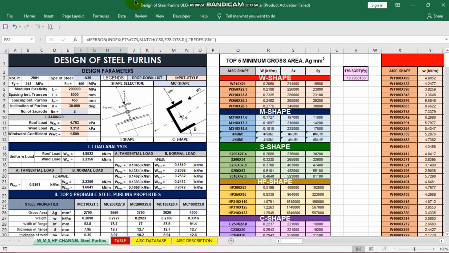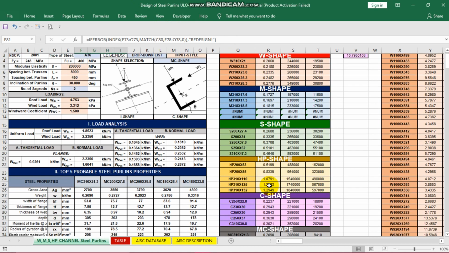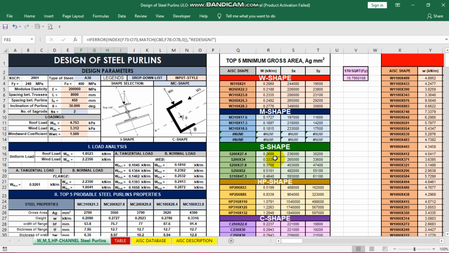Today, sir, I will explain how I got the top 5 minimum gross area for my W shape, M shape, S shape, HP shape, C shape, and MC shape. First, let us consider the value that should be less than or equal to 170 over square root of Fy. So, this is its value here, sir. We have 10.795 as the value.